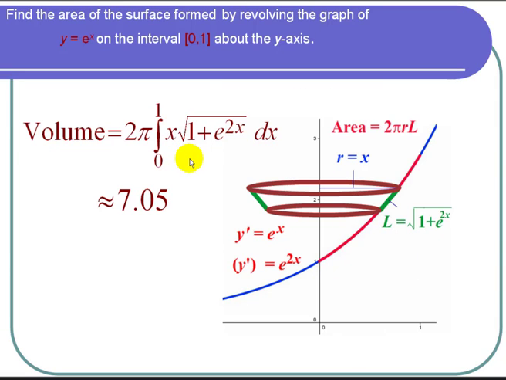Now that we know what the area is, I'm going to find the total surface area by integrating. The area was 2 times pi, there's my 2 times pi, times our radius, and the radius has a variable, so I put that inside the integrand, times the length, and there's our length. I'm going to go from 0 to 1, because that's what the problem states.